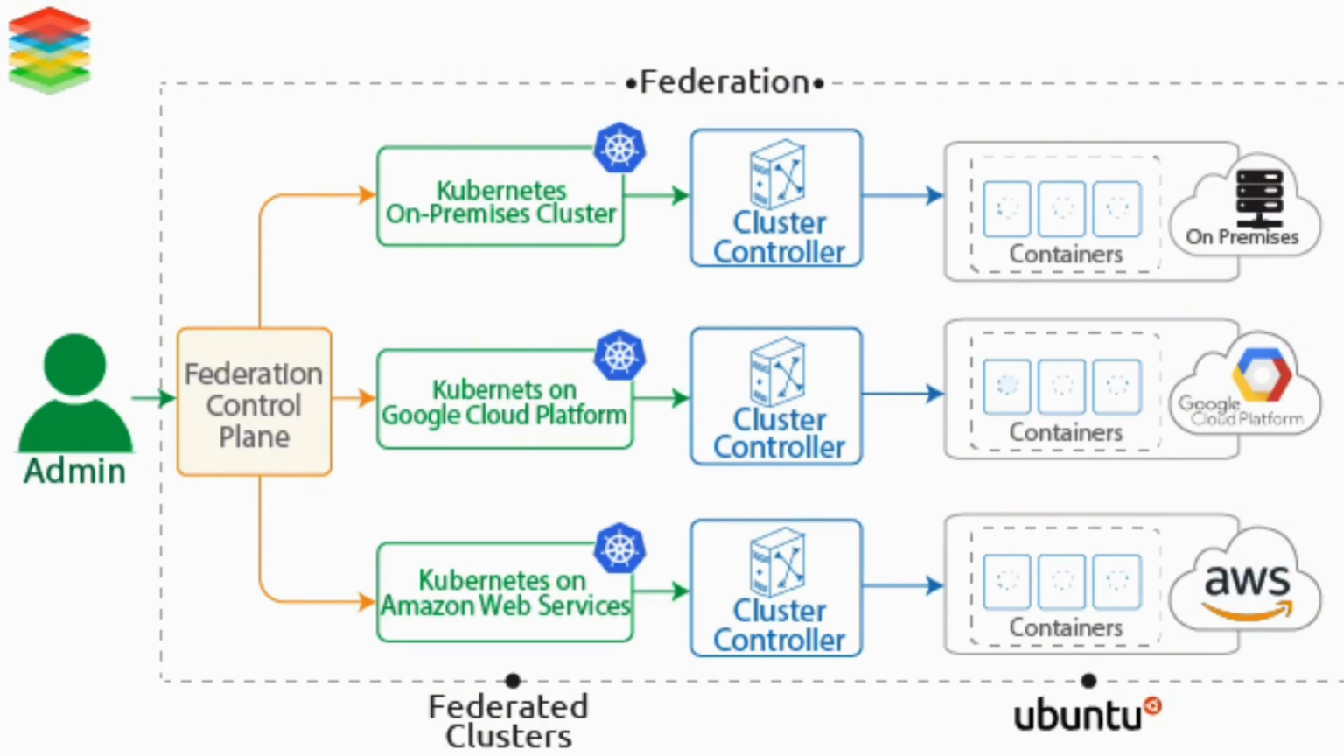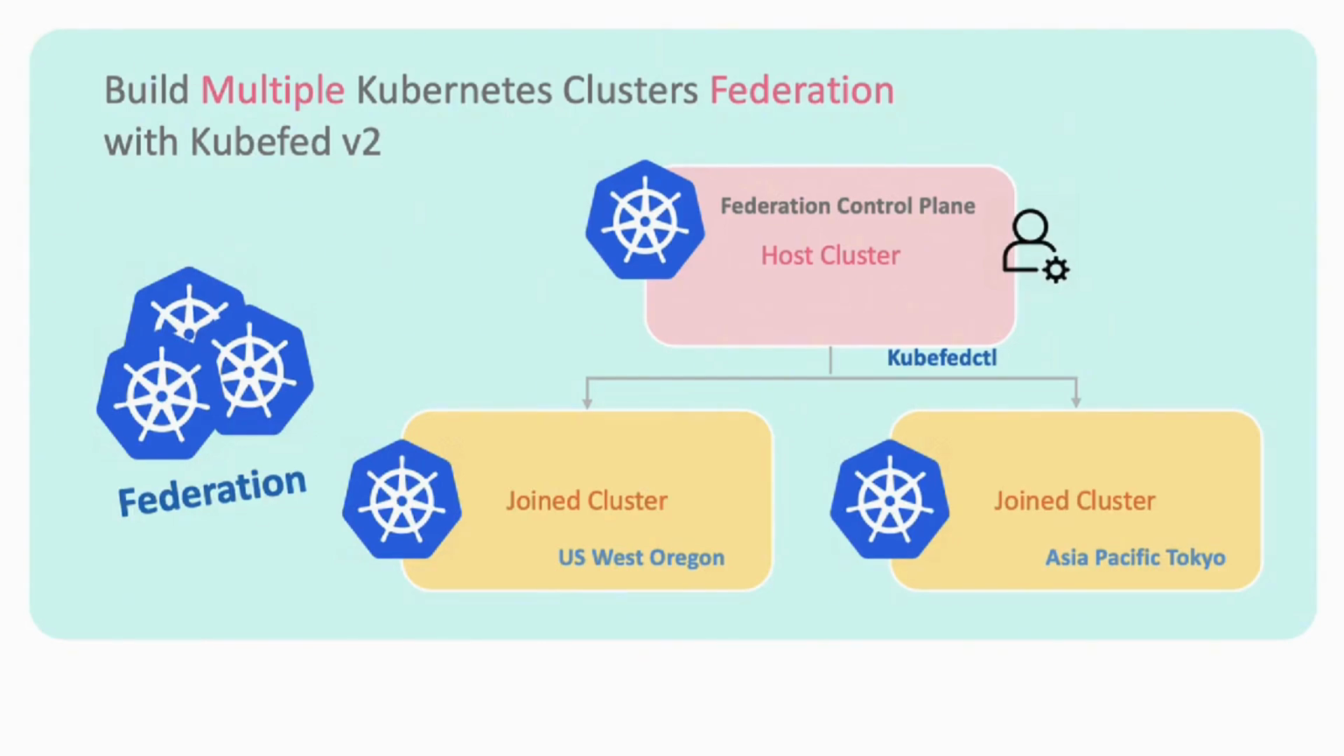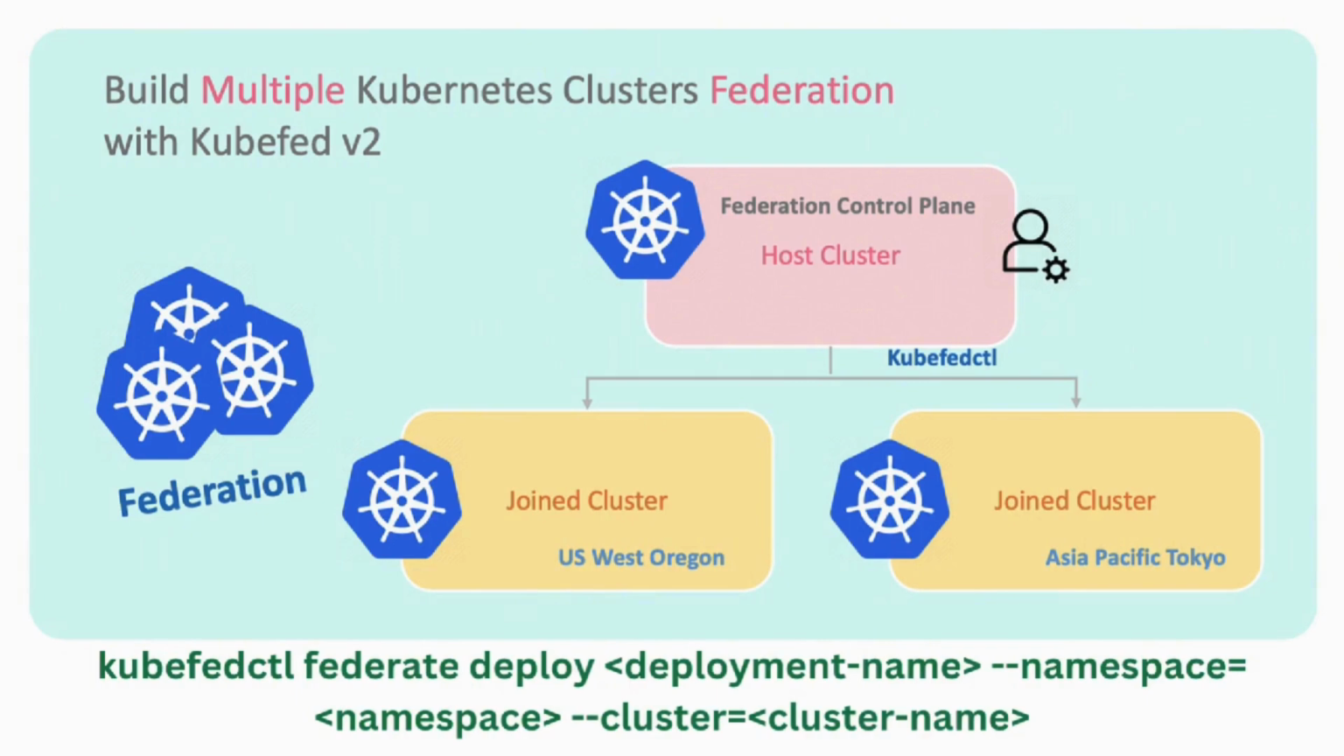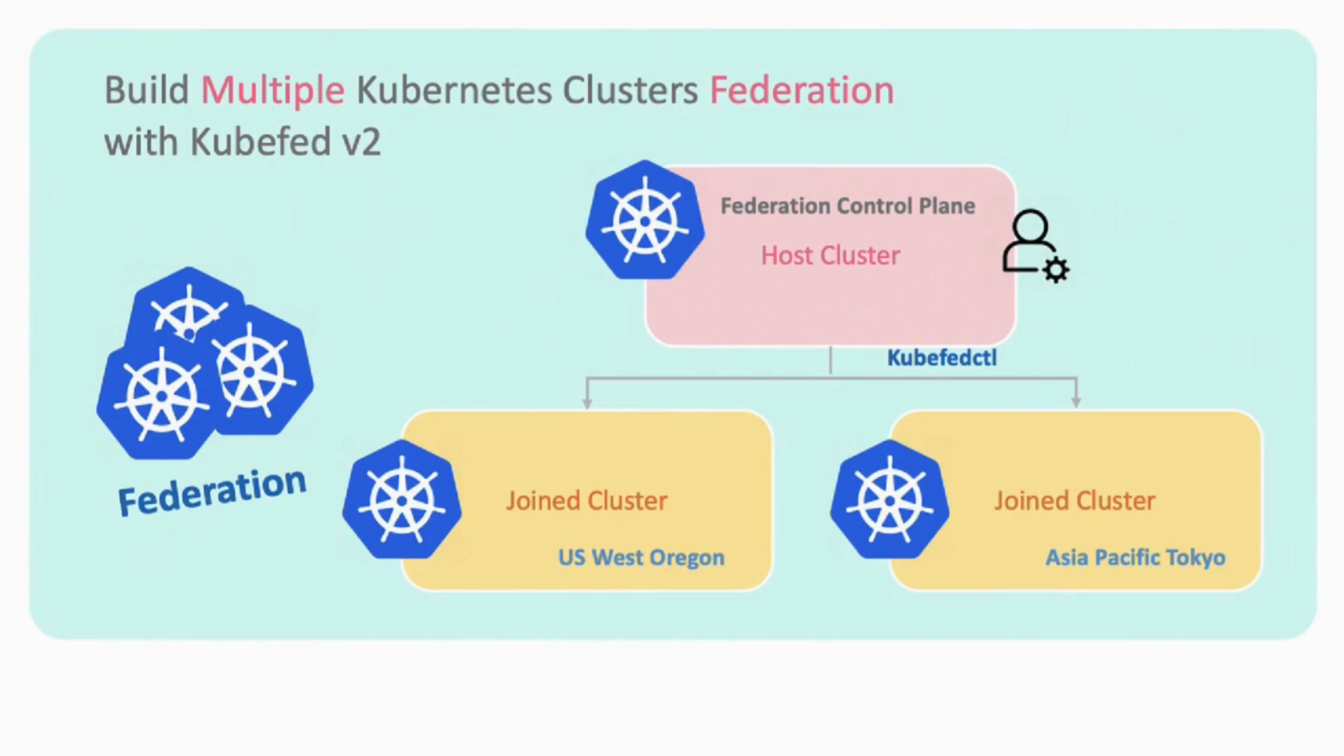For cross-cluster workloads, you typically use the kubefed CLI to manage federated resources like deployments, services, and namespaces. For example, creating a federated deployment will look something like this: kubefed federated deployment <deployment-name> --namespace=<namespace> --cluster=<cluster-name>. This will enable the deployment to be propagated across all the clusters registered in the federation.